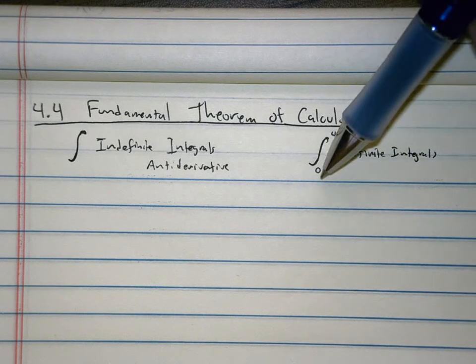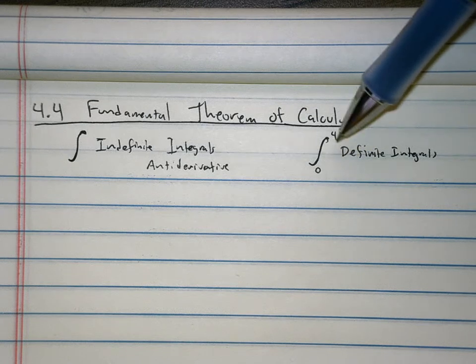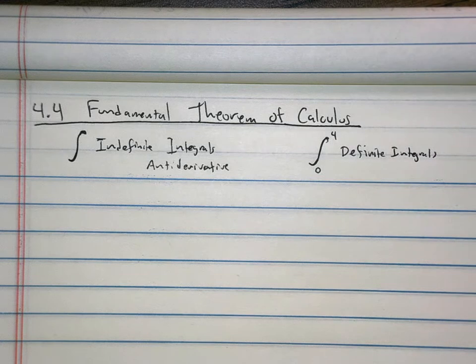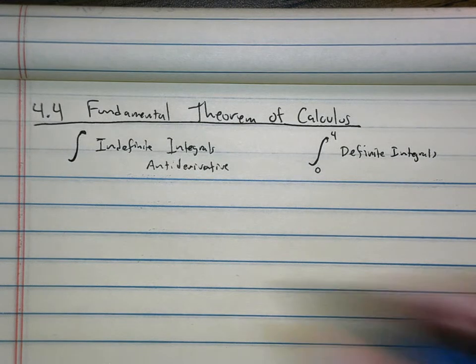This is kind of defining what your domain will be. Your smallest x value would be 0. Your largest x value would be 4, from 0 to 4. Which brings us to the fundamental theorem of calculus.